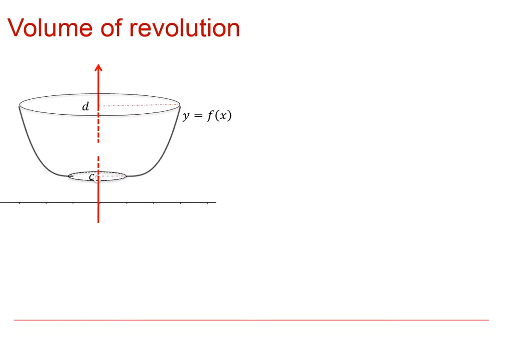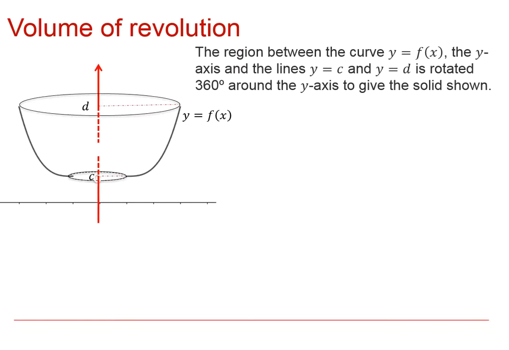So we've looked previously at what happens when we rotate around the x-axis. When we rotate around the y-axis by 360 degrees, again a solid is formed. We want to be able to find the volume of revolution for that solid. So in this picture we can see that this curve f of x has been rotated around the y-axis between C and D, and we get this solid here.